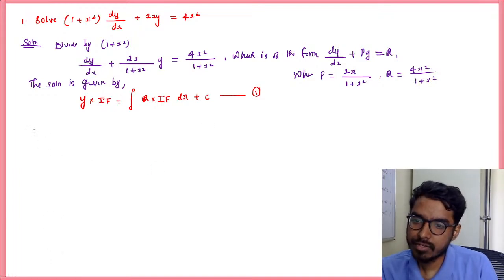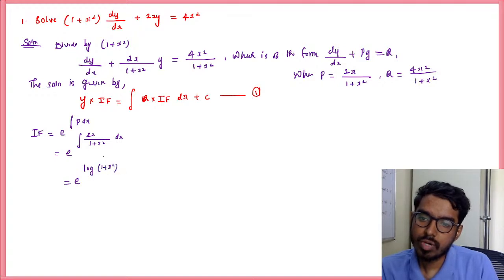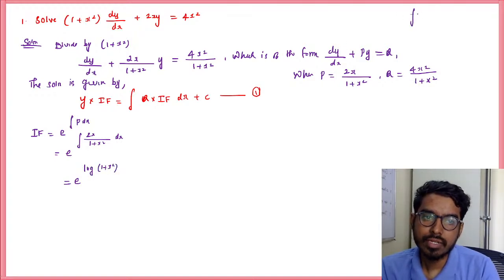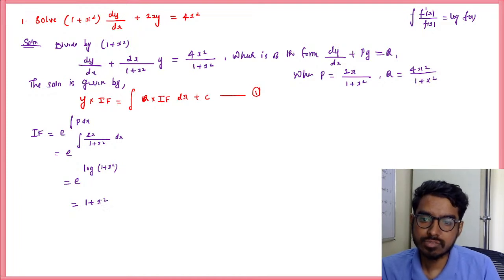Now what is the integrating factor formula? So the integrating factor formula is e power integration of p dx. So e power integration of, so what is p? So p is 2x by 1 plus x square dx. So f dash of x by f of x. This is e power log of 1 plus x square, right? So we know that integration of f dash of x by f of x is log f of x. Okay. So this will be e power log f of x, which is f of x. So our integrating factor is 1 plus x square, right?